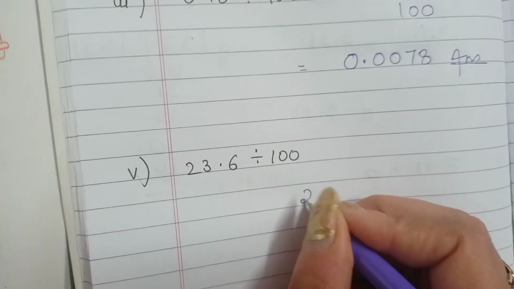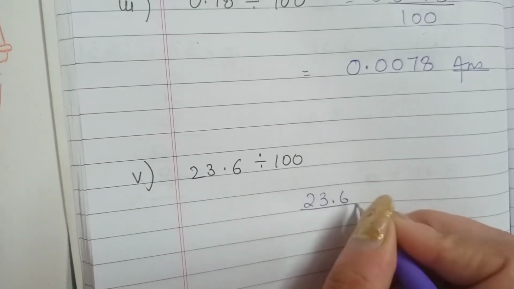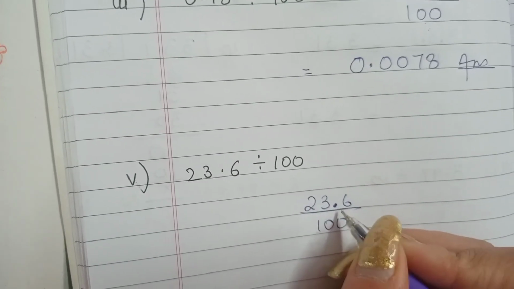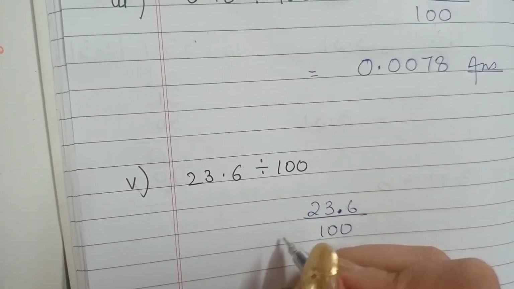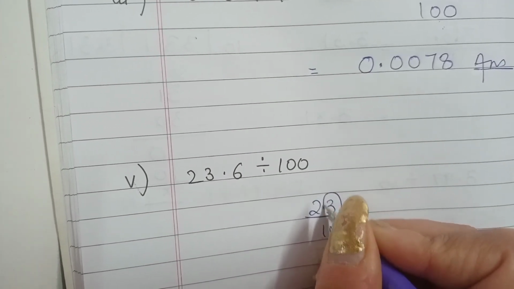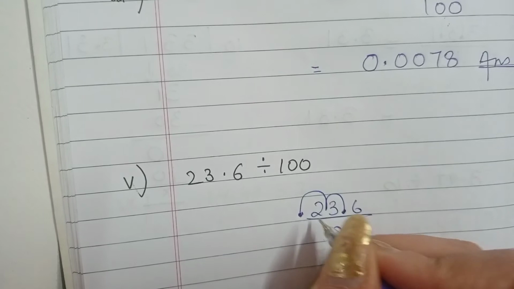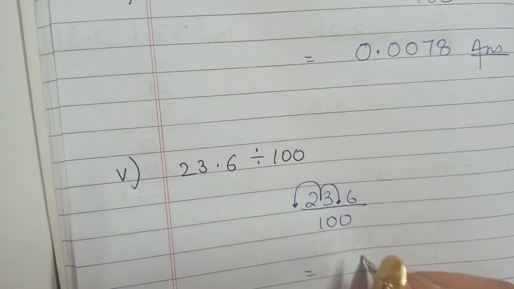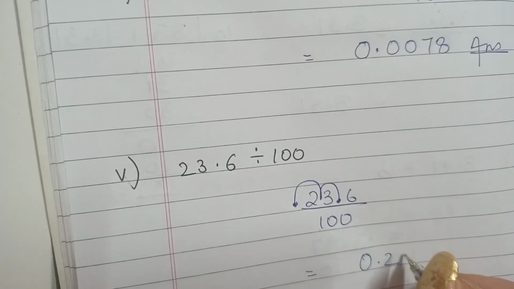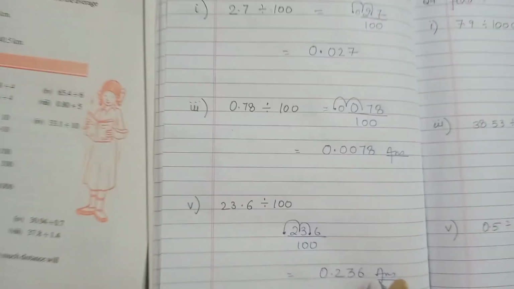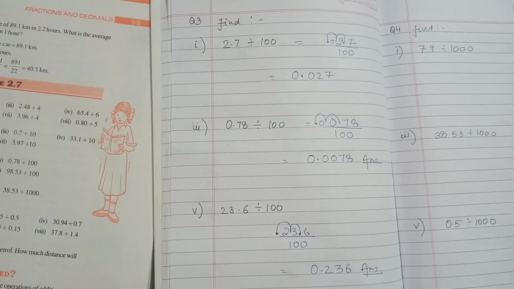So it is 23.6 upon 100. Now again the decimal is here before 6. 2 jumps towards the left side as 2 zeros are there in the denominator. 1 jump and 2 jumps simply. Now there is no space between the number and the decimal point. So the answer will be 0.236. This was your question number 3 of exercise 2.7.